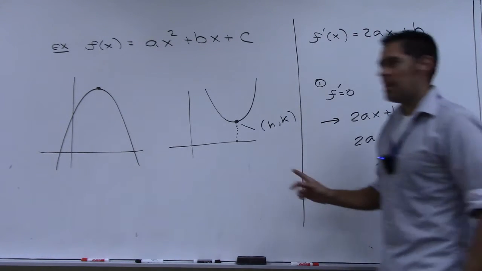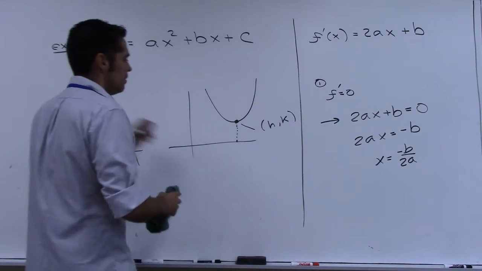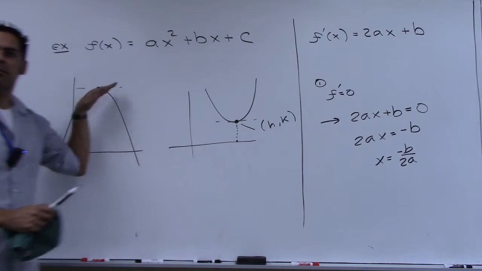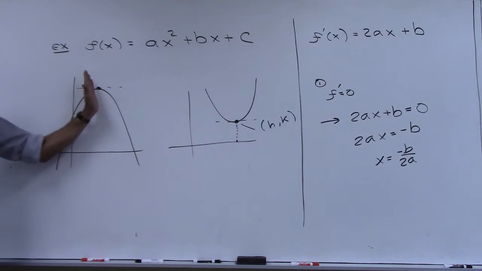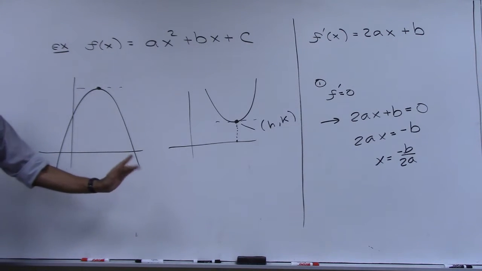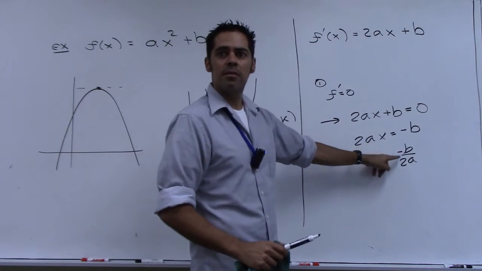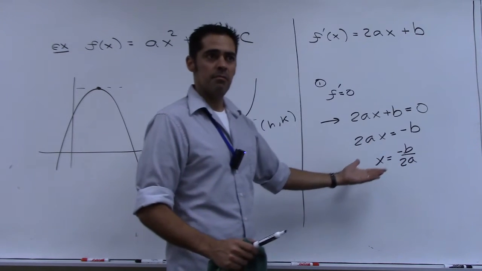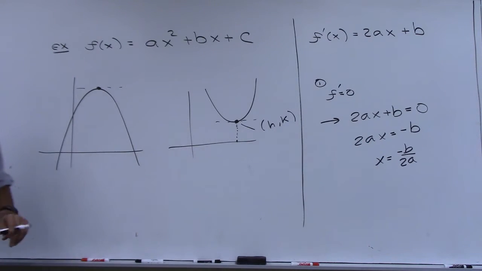So what we're saying is that whether or not it's a maximum or a minimum doesn't matter, on a parabola, the x-coordinate of that maximum or minimum is going to have to look like this, negative b over 2a. And that's it. That's where it comes from. So it's just a result of what we're talking about now.